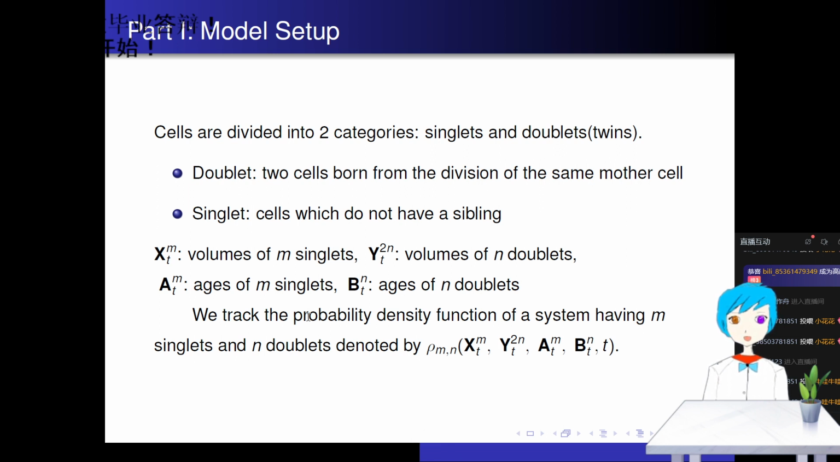So we track the probability density function of a system having m singlets and n doublets, denoted by rho of m and n.